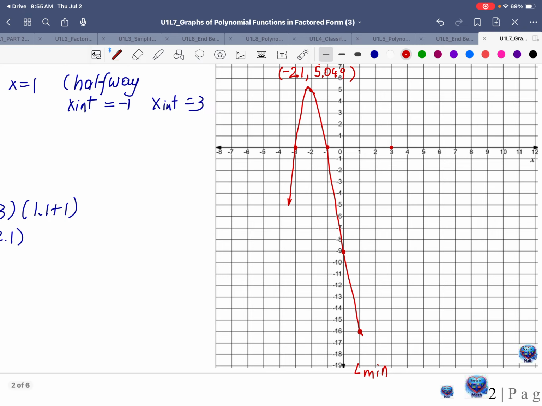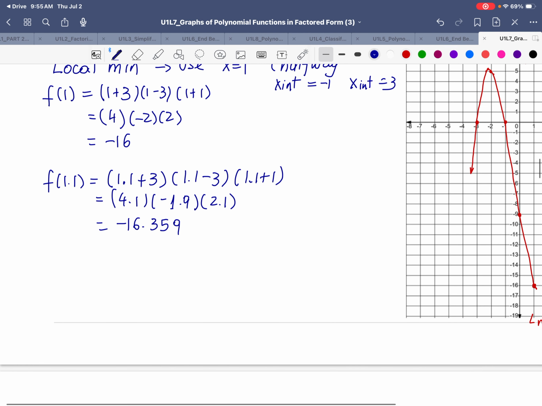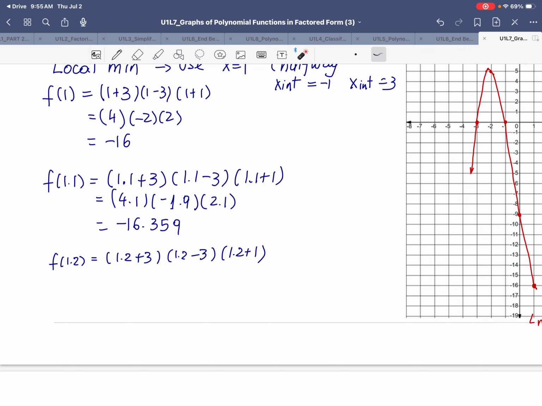And I'm going to check and see at 1.2 what's happening to this graph. So we have 1.2 plus 3 and 1.2 minus 3 and 1.2 plus 1. Now, fair warning, whenever you determine these values, you don't have to show the work the way I am. You can simply state the values that you have checked, and I mean f of 1.1 is equal to this number. Just simply use a calculator. It is a lot of work to show, and it is repetitive for sure.